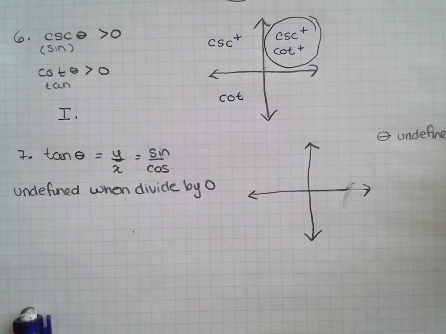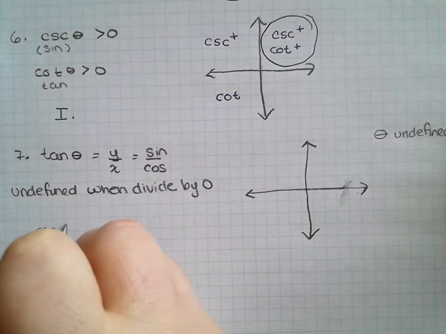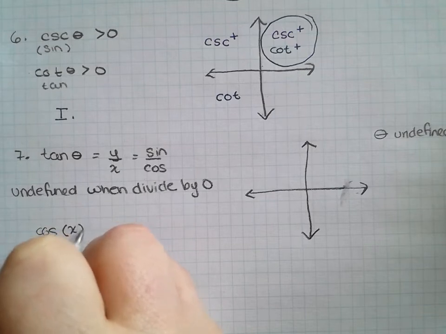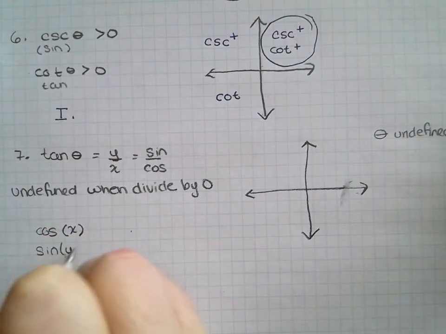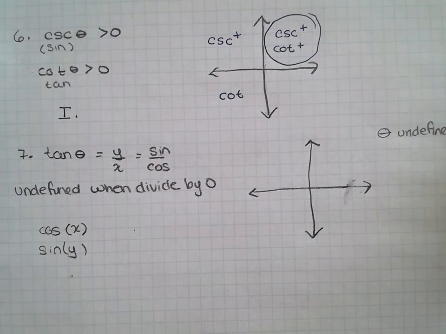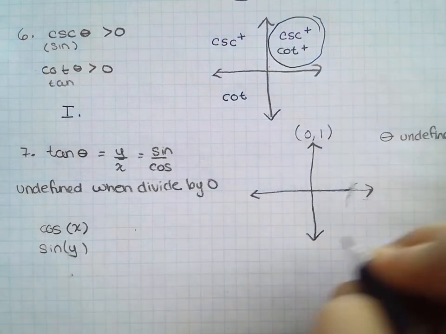Okay, so here, tangent is, so we want to see where is cosine equal to 0. So let's remember that cosine is x and sine is y, right? When we're doing our unit circle. And if we look here, our x values here are 0, 1, and 0, -1.